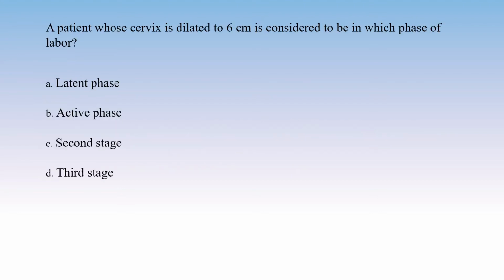A patient whose cervix is dilated to 6 centimeters is considered to be in which phase of labor? A. Latent phase. B. Active phase. C. Second stage. D. Third stage.